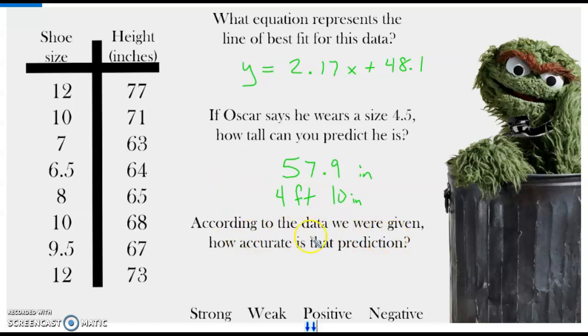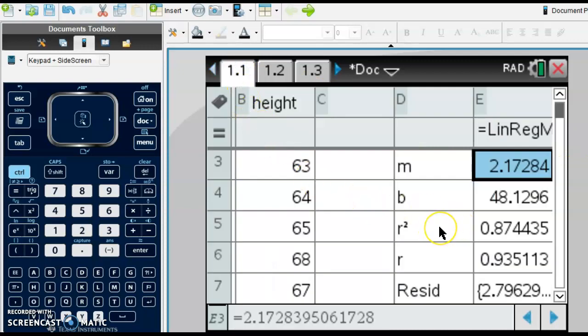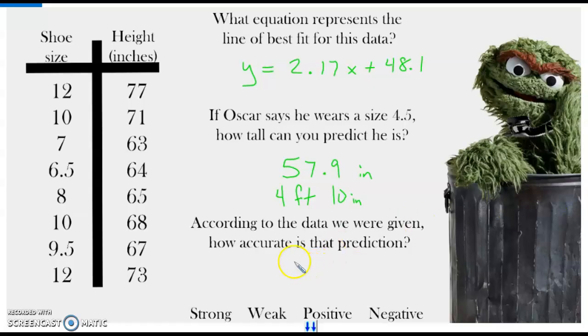Now, according to the data we were given, how accurate is our prediction? Well, let's check it out. Let's see how accurate it is based off of these numbers. So we go back and look at our calculator. We go back to List and Spreadsheet, and again, to find out how accurate something is, we want to find out what is the correlation coefficient. Okay, so that would be our letter R right here. So it's 0.935, and that translates to 93.5%. Okay, so it's 93.5% accurate.